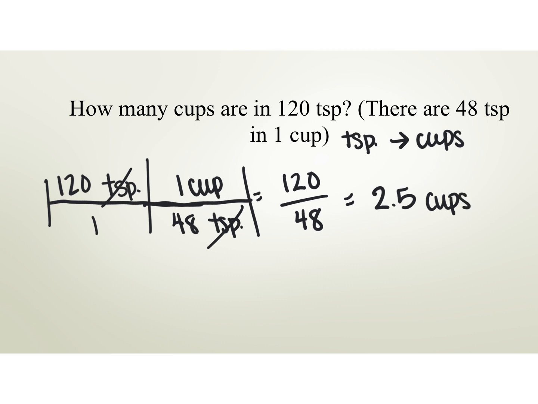Last step is to count sig figs. How many sig figs are in 120? 2. 48 teaspoons in a cup. Honestly, I'm not a baker, so I don't know if that's a definition or a measurement, but even if it were a measurement, how many sig figs would there be? 2. So how many should your answer have? 2. So we'll leave our answer at 2.5 cups.